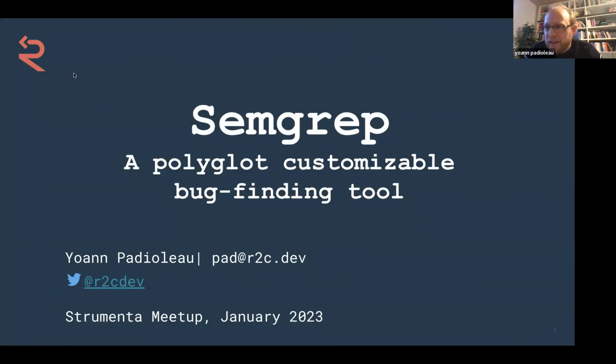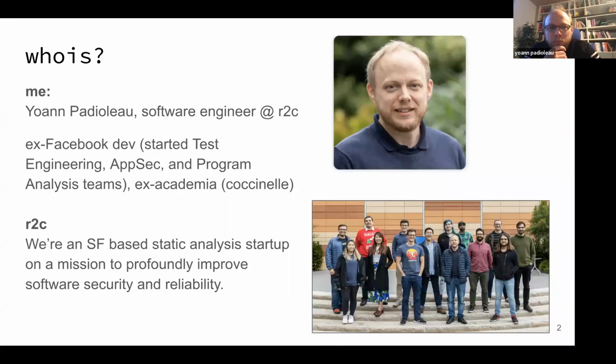Okay, yes. Cool. So I'm going to talk about Semgrep, which is a polyglot, customizable bug finding tool. It can do lots of things, but its main focus is bug finding, and especially security bugs. A few words about me: I'm a software engineer at R2C, which is a startup based in San Francisco. Actually, now lots of us are working remotely. I work remotely from Italy, and our mission is to profoundly improve software security and reliability.